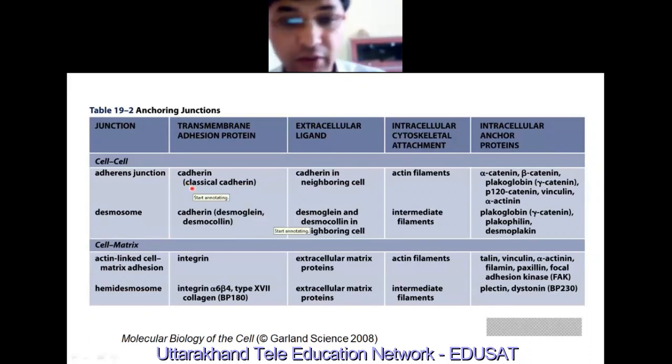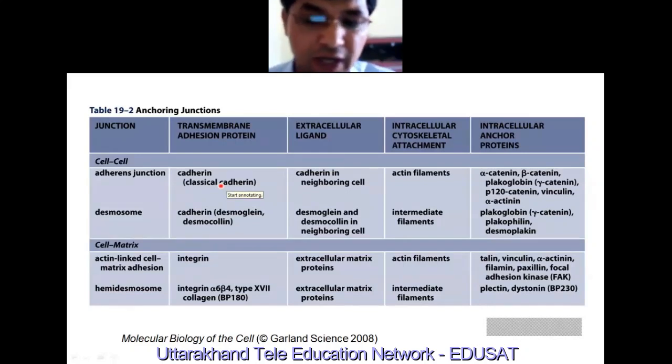Cadherin means it is a calcium dependent protein. Cadherin indicates that it is a calcium dependent protein, because this protein removes calcium from the extracellular matrix. The question is how it removes it. It has some calcium binding sites, approximately 3 calcium binding sites, with 3 calcium molecules bound to these cadherin molecules, and these cadherin molecules remove the calcium ions from the extracellular matrix.